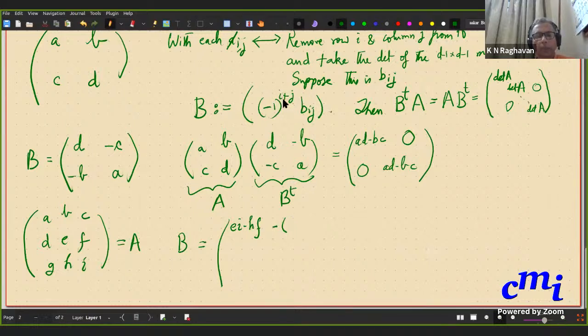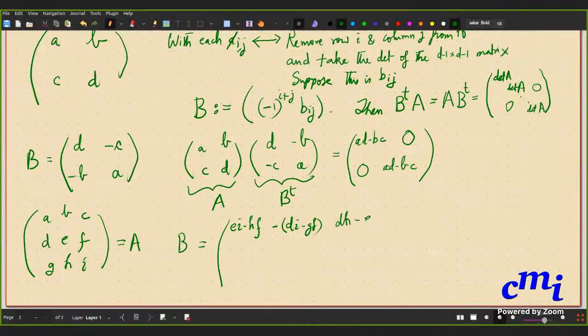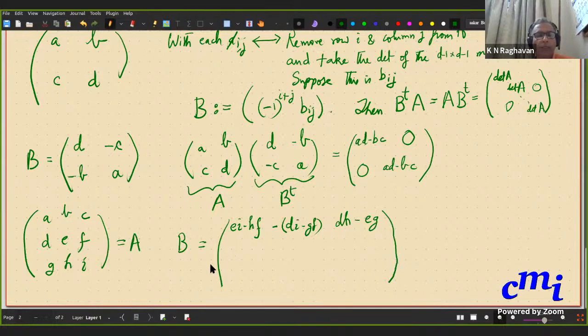But I'm just going back one step. I plus j is 1 plus 2 here. That's a negative. And then times this sign times the determinant of this, which is DI minus GF. And if you expand it out, you will get GF minus DI. And what about here? It is DH minus EG or EG, right? Okay, very good. And let's complete this.